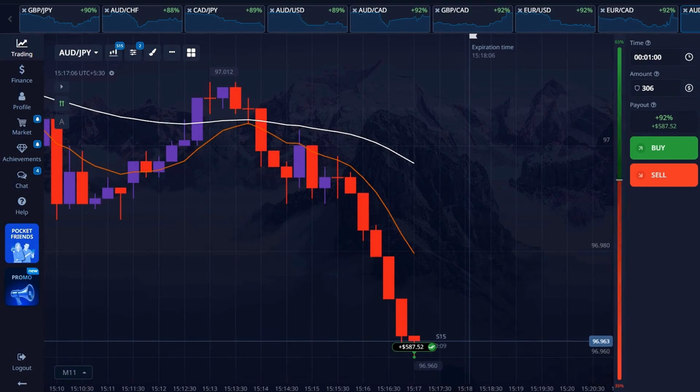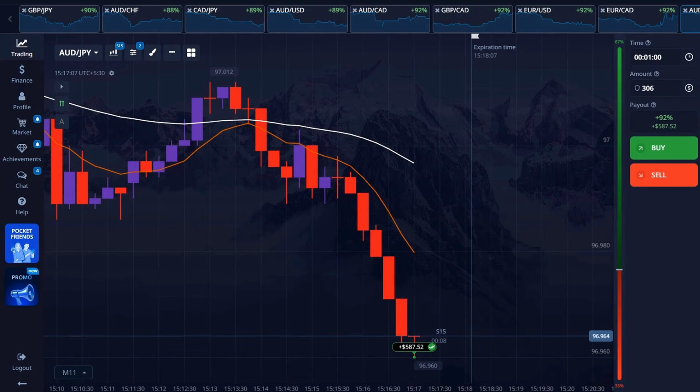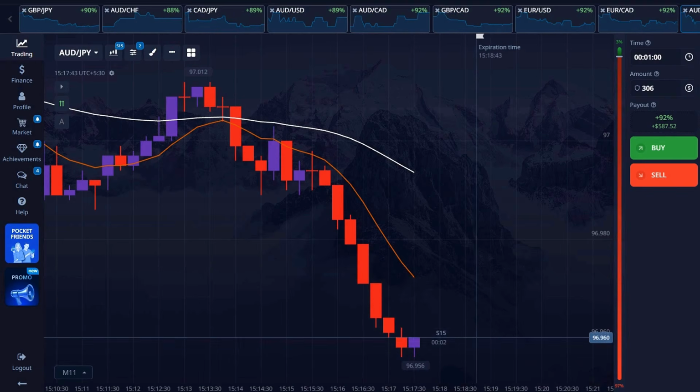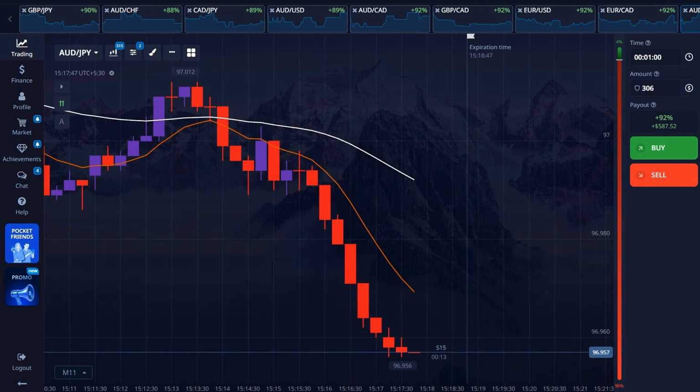And as you can see, the sell trade finished successfully in profit. The price continued to drop because sellers had strong momentum. The next step is to stay patient and look for the next perfect setup.